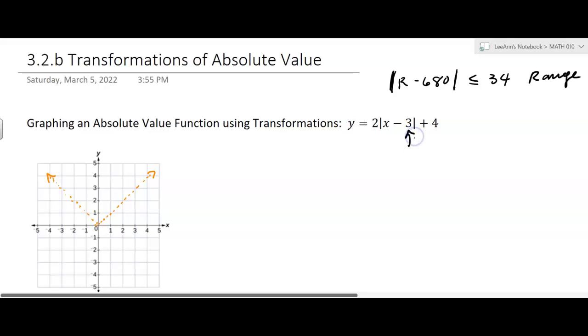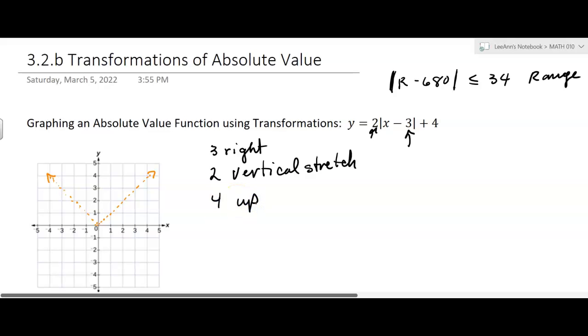This minus 3 is going to move it 3 units to the right. And this 2 is going to be a vertical stretch. You could do the stretch first if you wanted to. And then the 4 is going to make it move 4 units up.